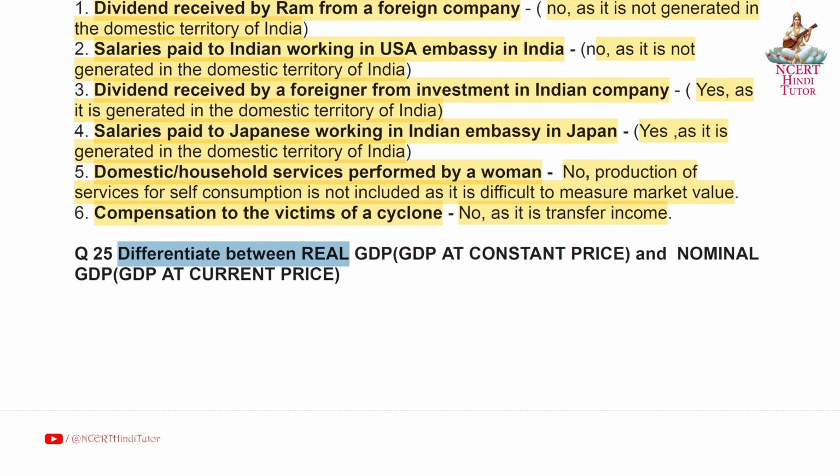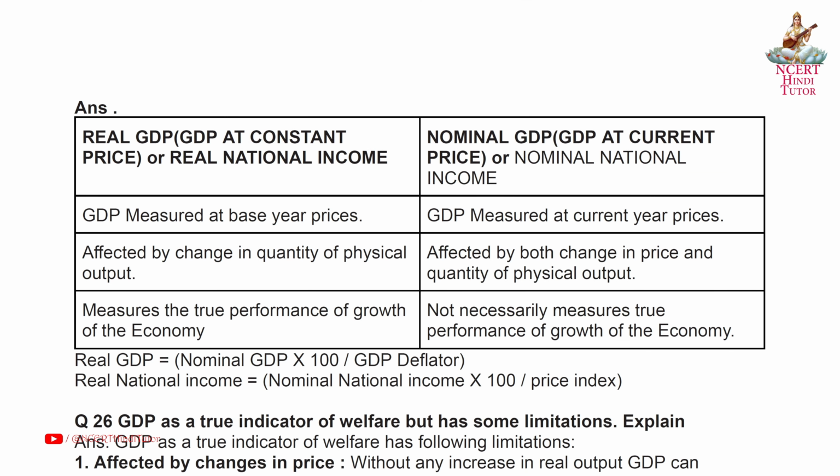Question 25. Differentiate between real GDP, GDP at constant price, and nominal GDP, GDP at current price. Answer: Real GDP or real national income is GDP measured at base year prices. Nominal GDP or nominal national income is GDP measured at current year prices. Real GDP is affected by change in quantity of physical output. Nominal GDP is affected by both change in price and quantity of physical output.